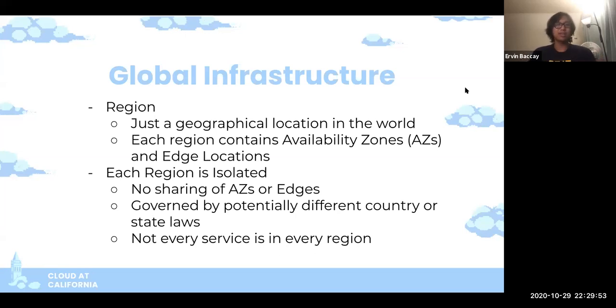And that also means that there is no sharing of AZs or edges. So whatever AZ or edge is serving you at a certain moment only serves that specific region rather than serving multiple regions. These are governed also by potentially different countries' and states' laws. So not every service is in every region. You don't necessarily have to worry about that, since in AWS or in web dev, we're just worried with 3 specific ones. But it's good to know in case you want to branch out into more cloud specific stuff.